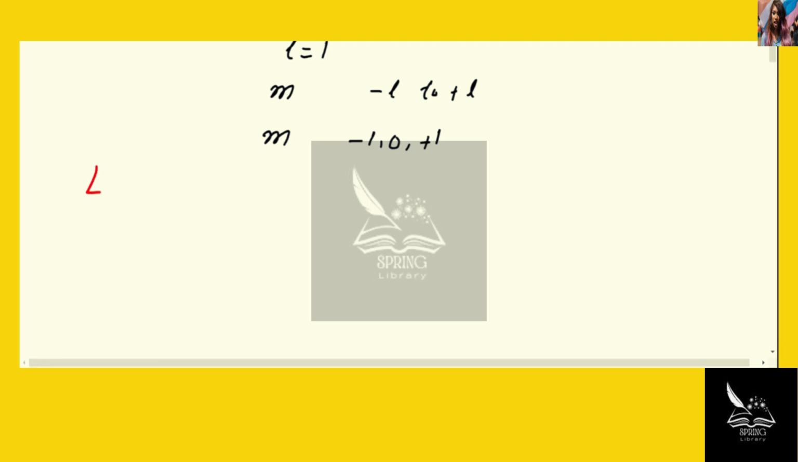Z component of orbital angular momentum is equal to magnetic quantum number times h bar. So we have three values of z component. The first one is minus h bar, the second one is 0, and the third one is h bar.